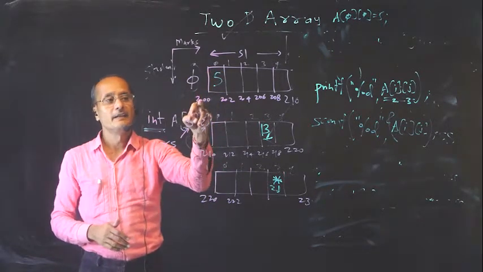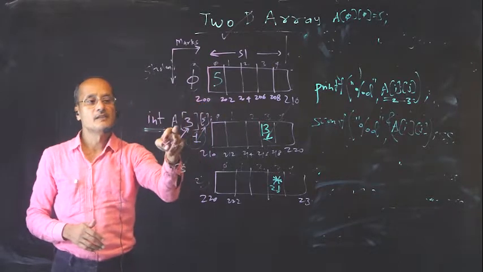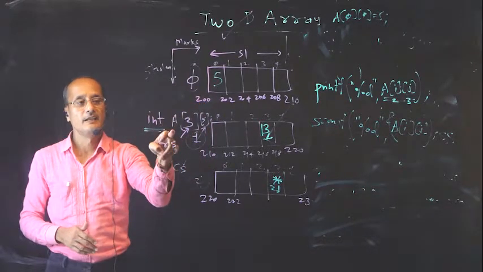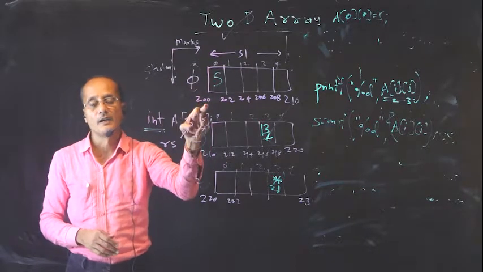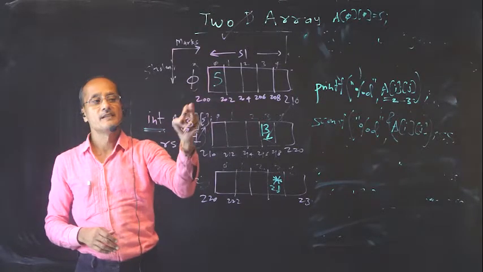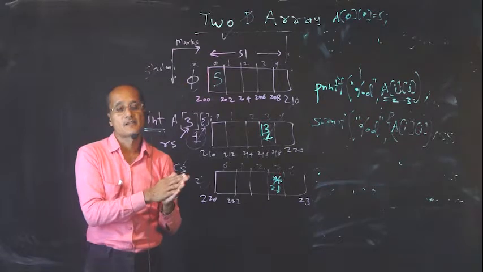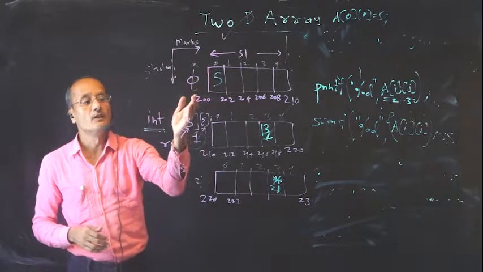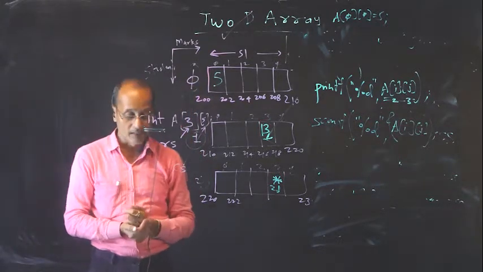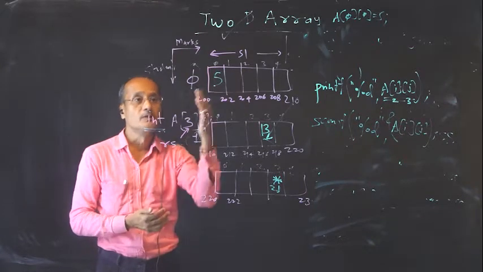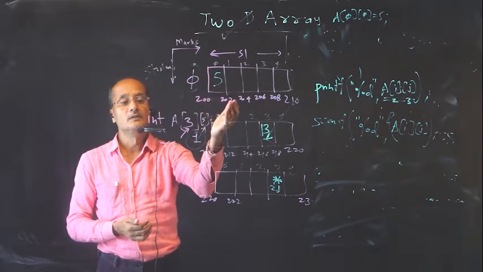By the way, the beginning address 200 here is the same as A. Whenever we say A, it is treated as the beginning address 200, which is called the base address. Address calculation always takes place from the beginning of the array.